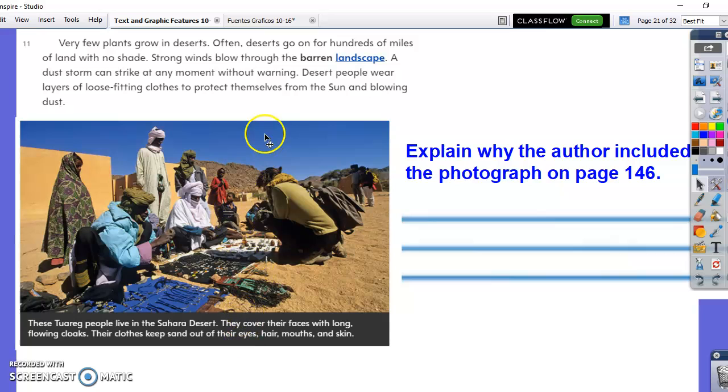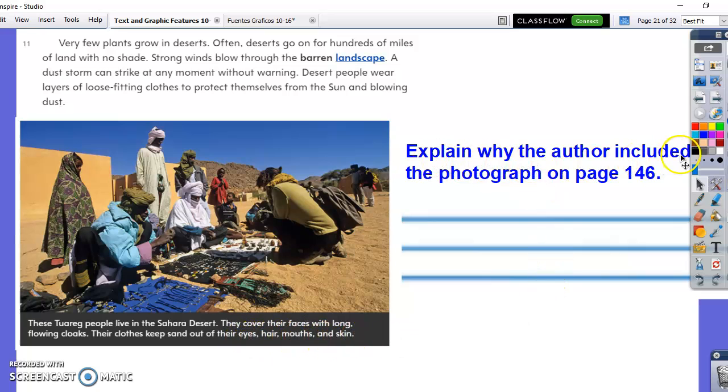So obviously the picture is included so that you can see what these loose-fitting layers of clothes look like that the people wear in order to protect themselves not only from the sun but also from the high winds and the sand that's brought along with them in the wind. And the caption does help you understand that too. As it says, these Turk people live in the Sahara Desert. They cover their faces with long flowing cloaks. Their clothes keep sand out of their eyes, hair, mouths, and skin.